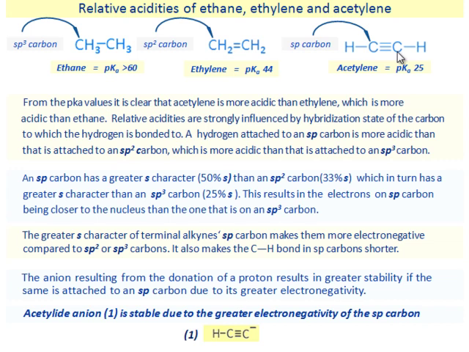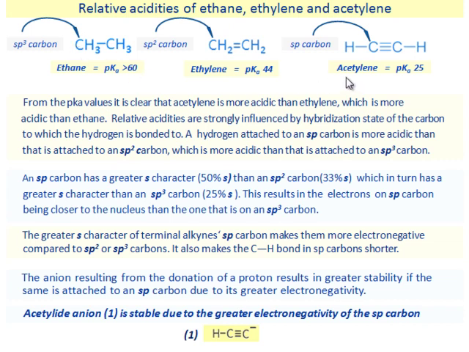A hydrogen attached to an sp carbon is more acidic than that attached to an sp2 carbon, which in turn is more acidic than that attached to an sp3 carbon. An sp carbon has a greater s character than an sp2 carbon, which in turn has a greater s character than an sp3 carbon. This results in the electrons on sp carbon being closer to the nucleus than one that is on an sp3 carbon.